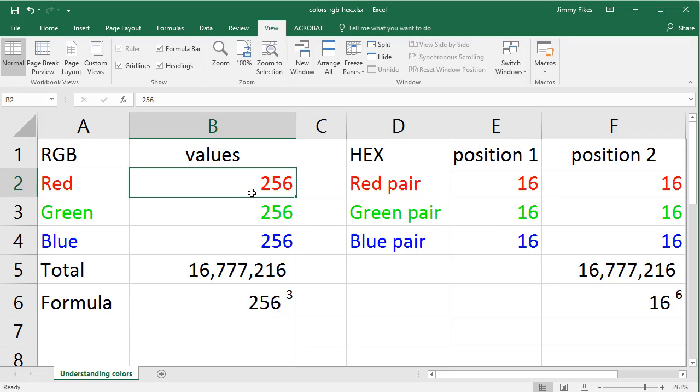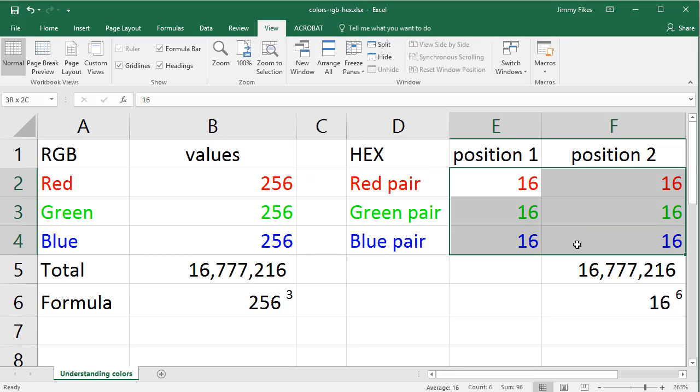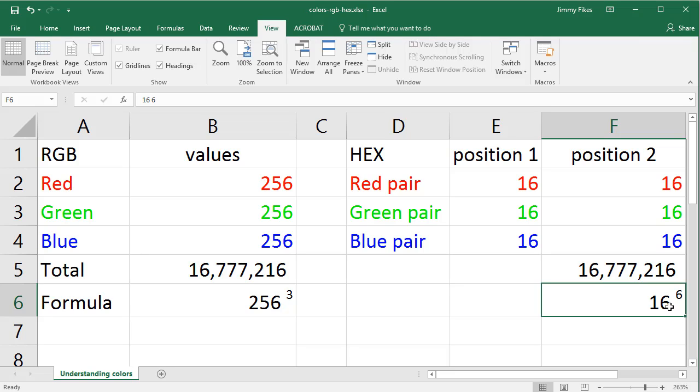Then over here, since we had to cube, which means to multiply 256 times 3 times, over here we're going to do the same thing. We're going to take 16, but not 3 times, but 6 times, because we got 1, 2, 3, 4, 5, 6. So we would designate 16 to the 6th power, and again, that is exactly the same number, 16,777,216 colors. So you don't get an advantage in the range of colors by using RGB over hex.